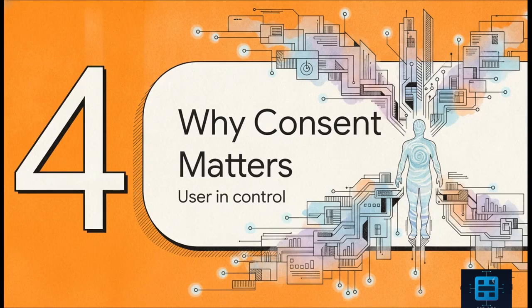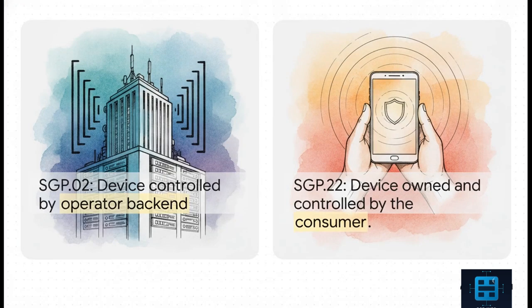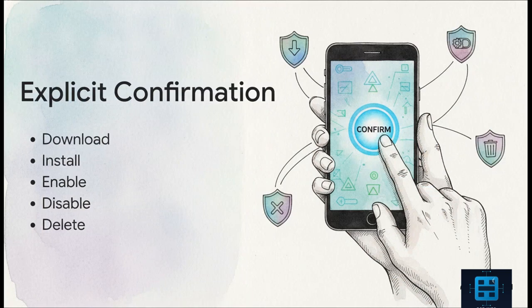That brings us to Section 4. Why your consent matters. Look, because you personally own and control your smartphone, the standard had to change. The entire SGP22 architecture was fundamentally rebuilt from the ground up to strip control away from the remote operator backend, which is what we saw in SGP.02, and firmly give that power back to you. And through the LPA's user interface we discussed earlier, the standard strictly enforces an incredible level of security. Basically, absolutely no profile can ever be downloaded, installed, enabled, disabled, or deleted without your explicit physical consent at every single step of the way.